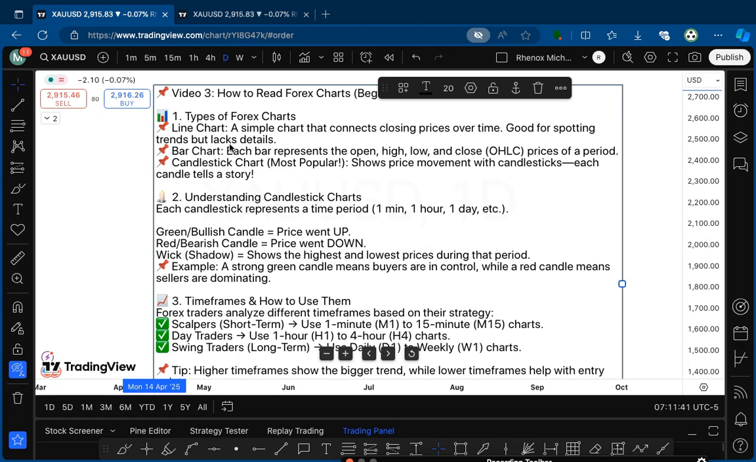In this lesson I will teach you how to read forex charts so you can understand price movements and better make trading decisions. Okay, so now we dive into types of forex charts.